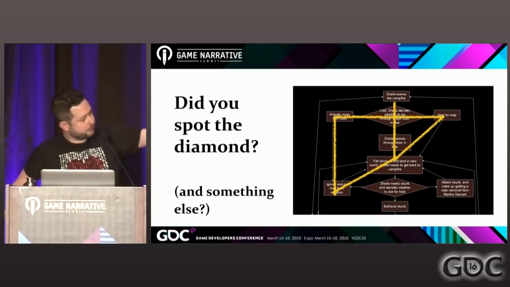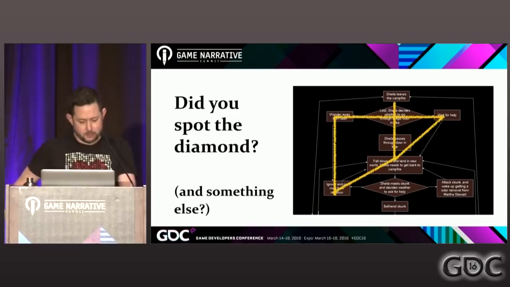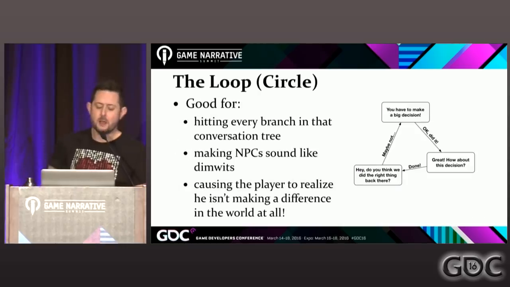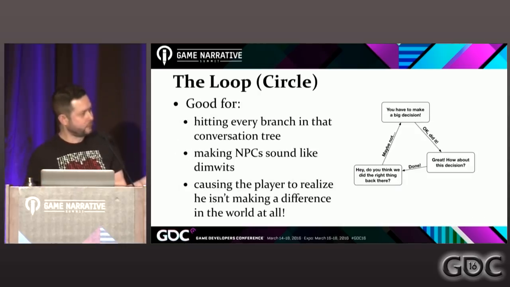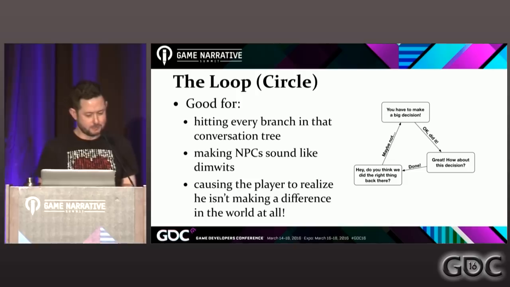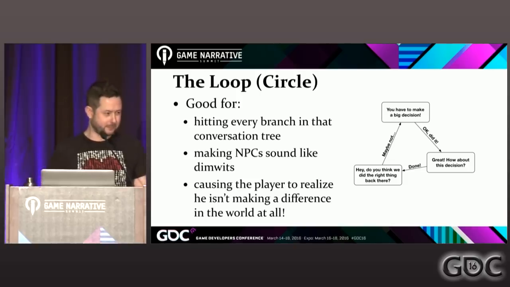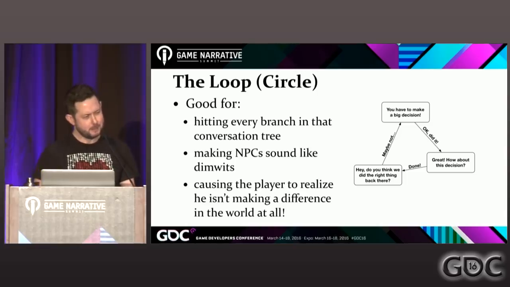But if you follow the arrows, which again is part of what we're trying to automate, then you end up realizing, okay, pretty much all my choices are going to end up sticking me in this middle section here where something happens. But there's also something else going on here that is not so good, and that is a loop. So loops are fantastic when you're trying to hit every branch in a conversation tree, although they can make your NPCs sound like dimwits when you have the, you know, could you tell me that again?